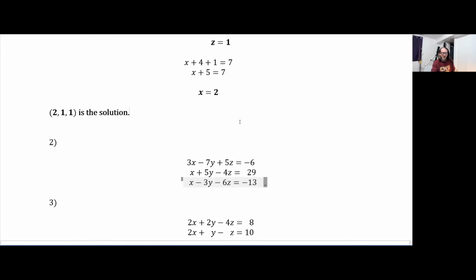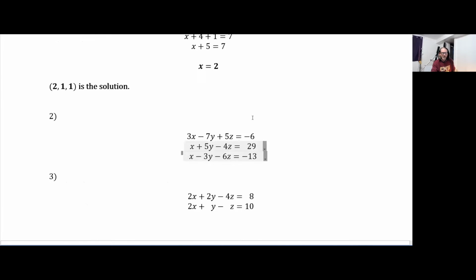Now, in our second example, this is not as nice because we don't have an equation that just has 2 variables. So now, let's look at what would be something that we could cancel quickly. In equations 2 and 3, we could cancel x if we had opposite signs. So let's do that. But let's also come up with a different pair and cancel the same variable.